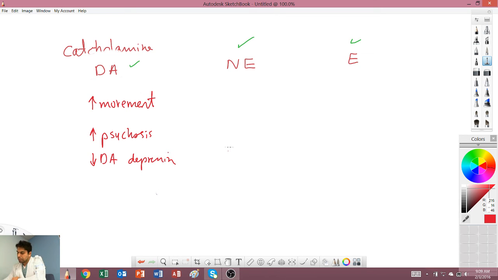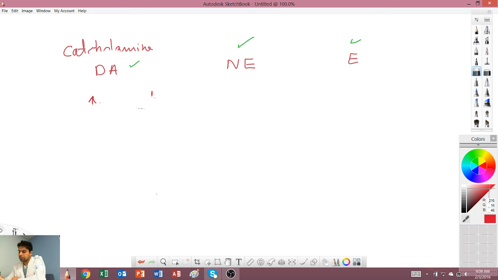In depression, dopamine is decreased, norepinephrine is decreased, and serotonin, all three of them. Very good. We will talk about, for example, depression, Parkinson's, and all those things related to this, so we can make sense out of it.